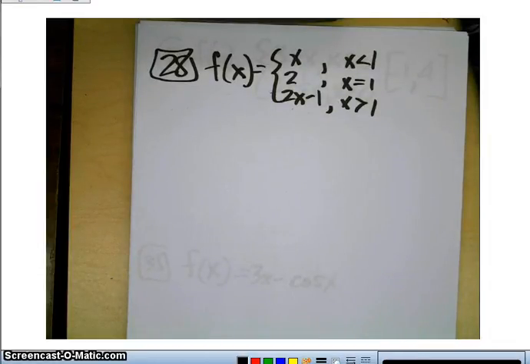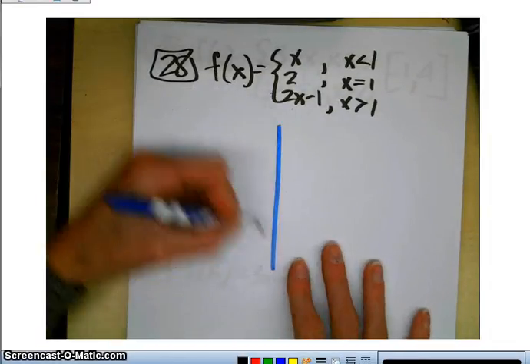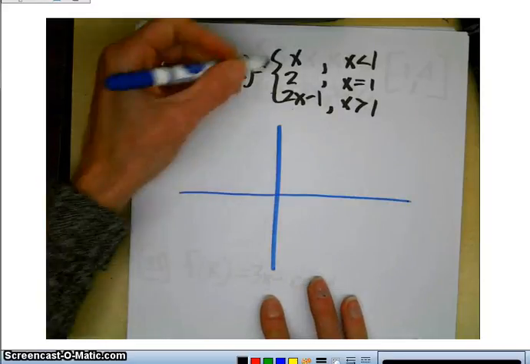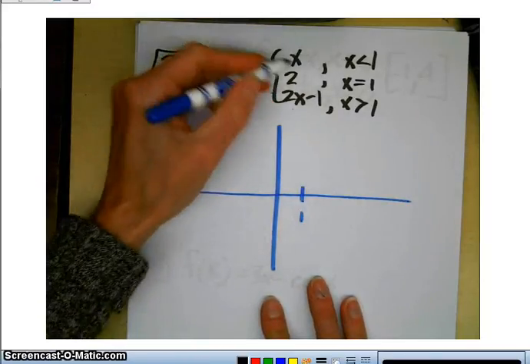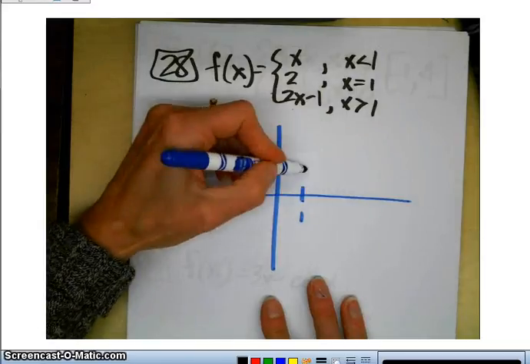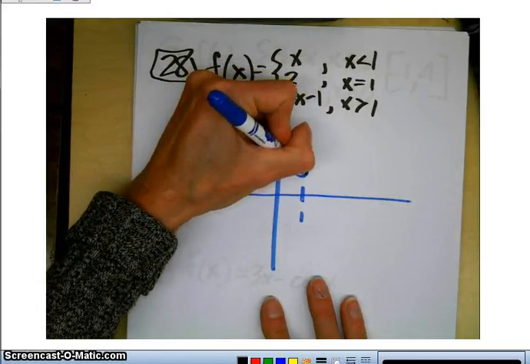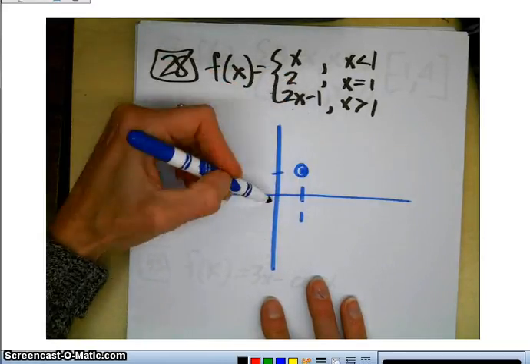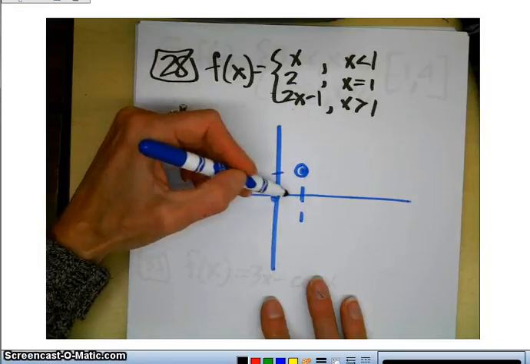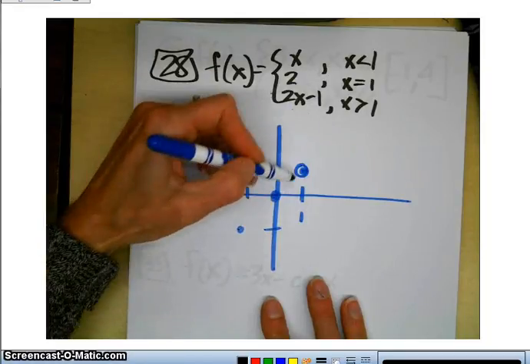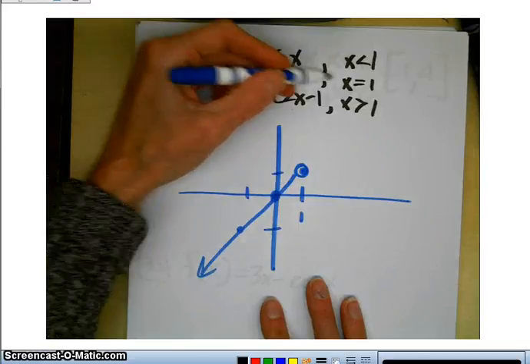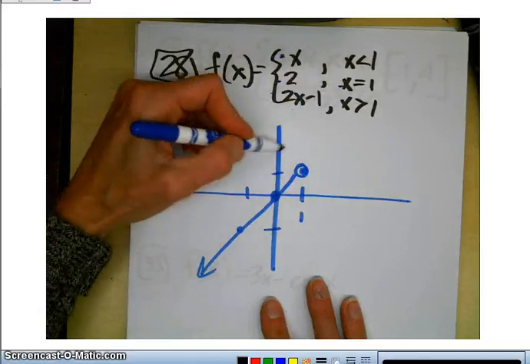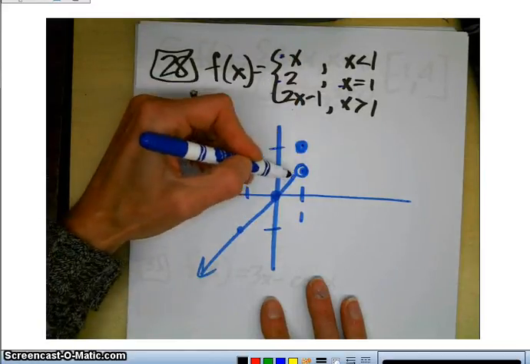I better look at the graph to see where it's continuous or not. All right, so first of all, where x is less than 1, I'm graphing the line y equals x. So when I put 1 in, I get 1, and that should be an open circle. When I put 0 in, I get 0. When I put -1 in, I get -1. So that's what this looks like. And then it's 2 when x is equal to 1. So right at 1, there's a closed dot at 2, but that's an open dot.